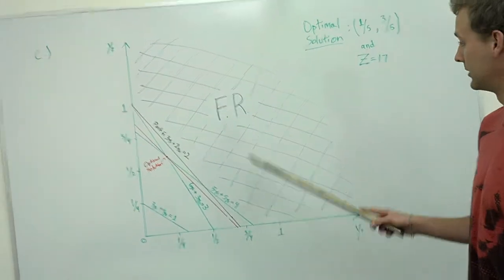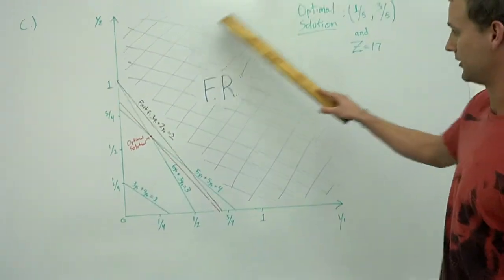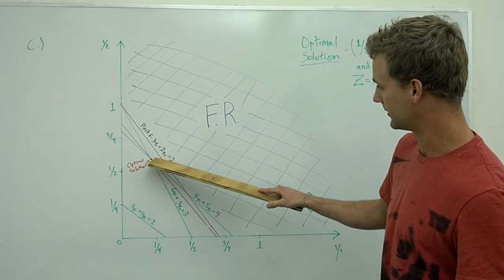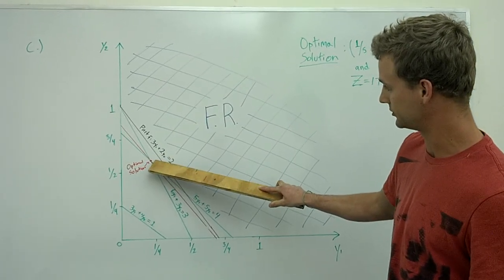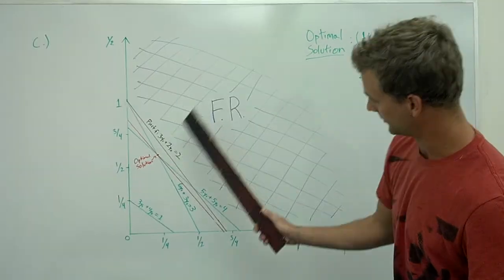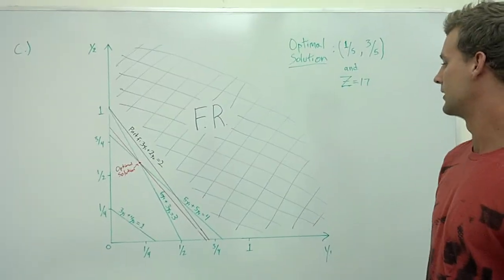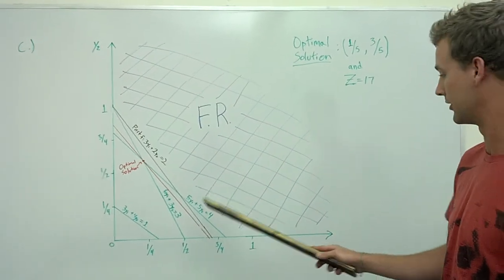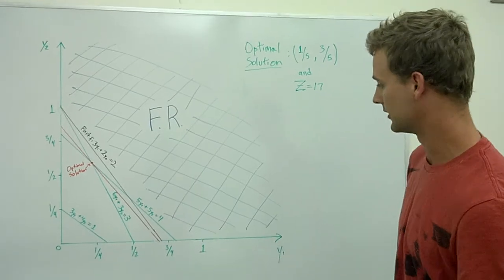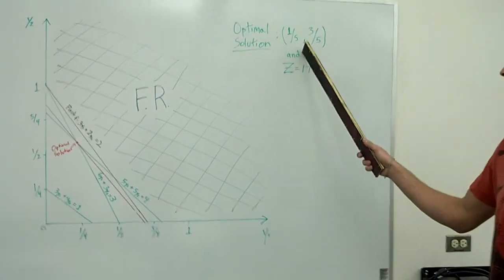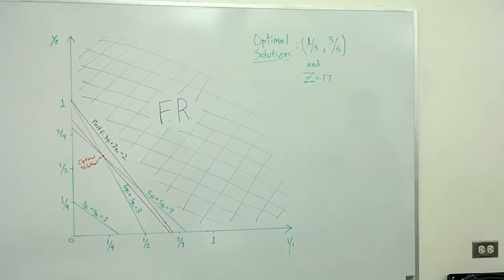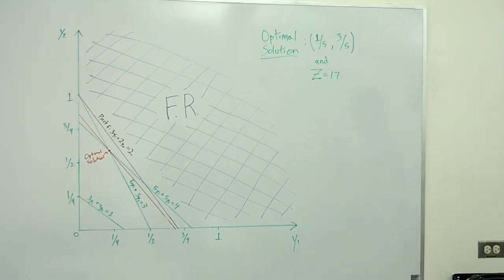Now it's a minimized problem, so the feasible region is going to be out here. You pretty much want to find this point right here, which is the optimal solution, the lowest possible point you can get. To find that point, you use the substitution method for each of these two equations. When we do that, we get 1/5 for y1 and 3/5 for y2, which gives us a z-score of 17. Now we'll go over to Zach, and he'll show us a little bit more.